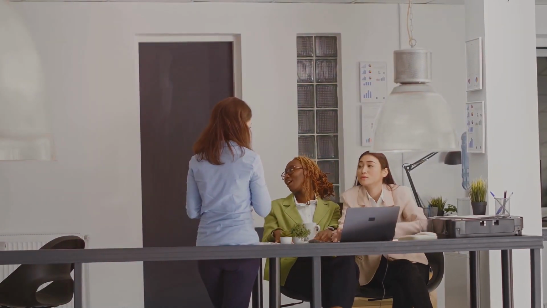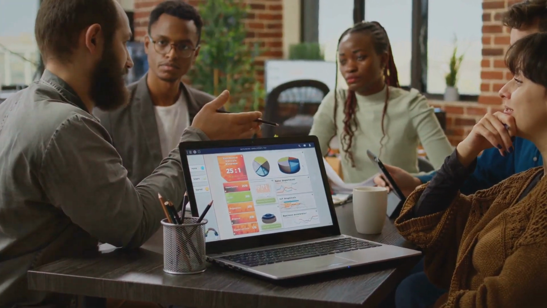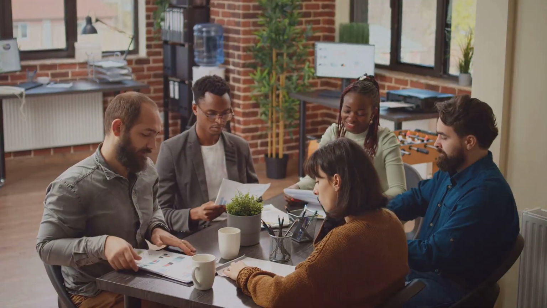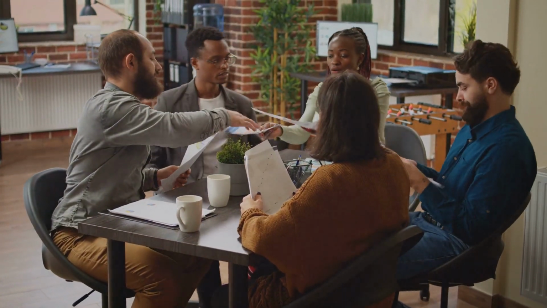The third tip is to involve the right people. The 5 whys is a team exercise. It's essential to involve those who are closest to the problem, as they may have insights that you don't. A diverse group can also bring different perspectives to the table, making it easier to uncover the root cause.